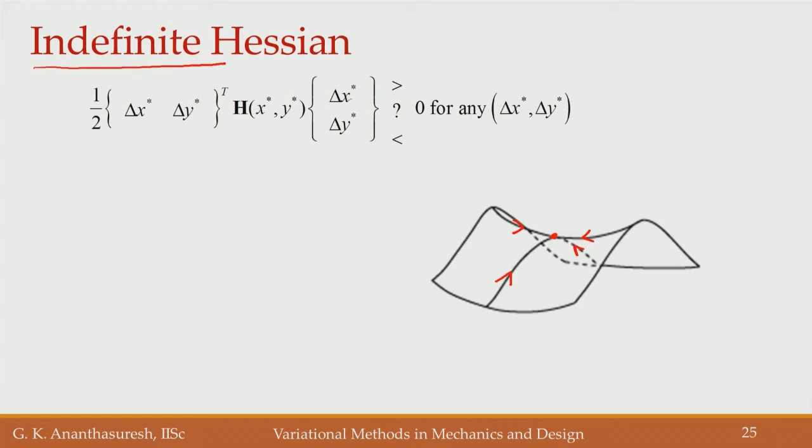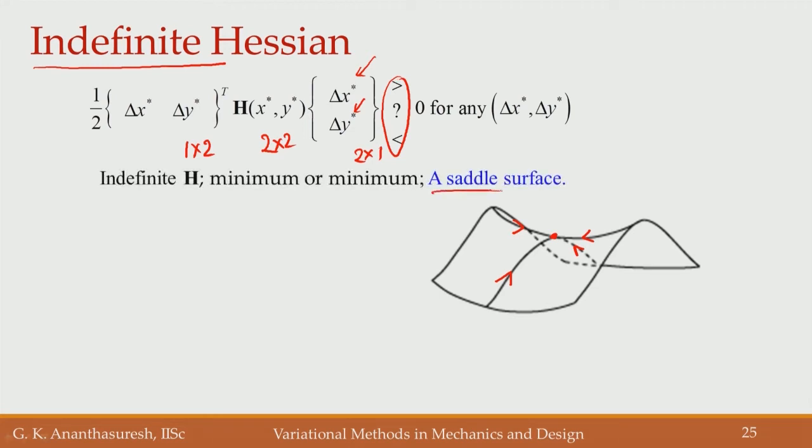That is, if you take arbitrary values of delta x star and delta y star and do this multiplication, which leads to a scalar, because this is a 2 by 2 matrix, this is a 2 by 1 vector, this is a 1 by 2 row vector. So, overall you will get 1 by 1, a scalar that we do not know whether it is greater than 0, less than 0 or equal to 0. So, that is an indefinite Hessian matrix, in which case this point is called a saddle point.